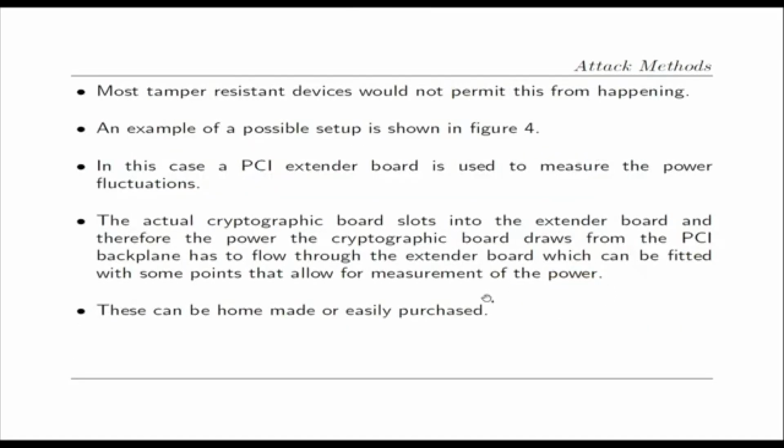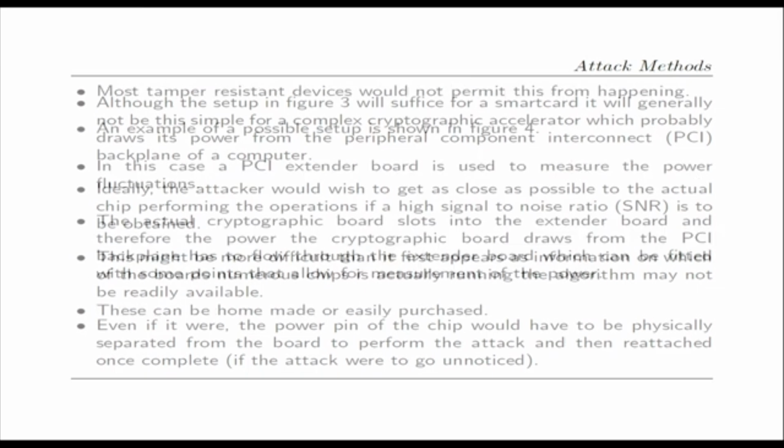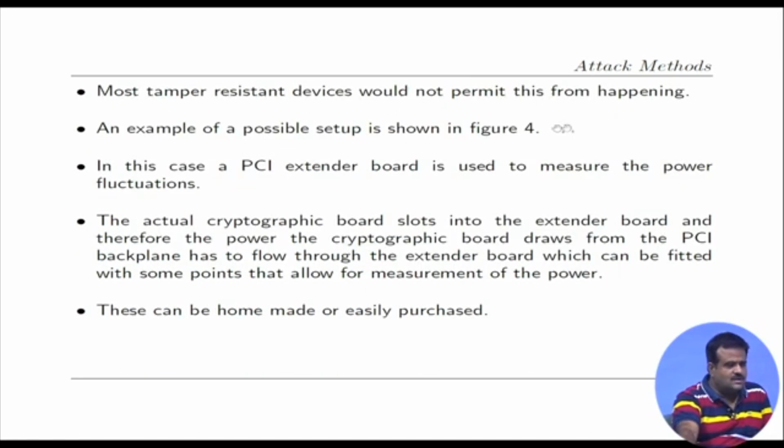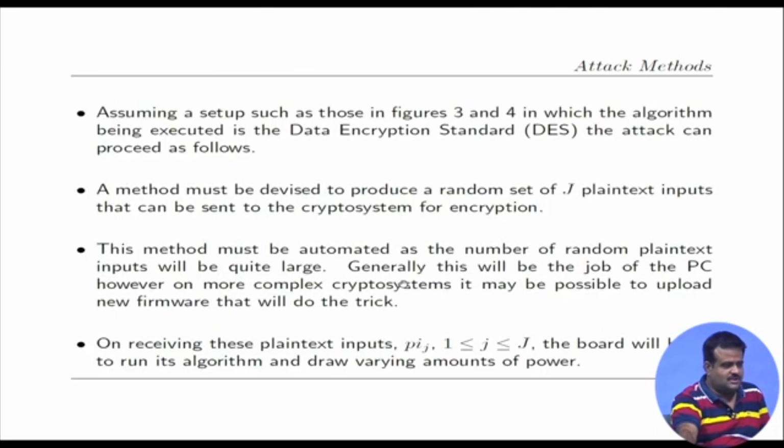PC to analyze. So, this is the figure we have seen. In this case, the PCI extension board is used to measure the power fluctuation. The actual cryptographic board slots into the extender board, and therefore, the power the cryptographic board draws from the PCI back pin has to flow through the extender board, which can be fitted with some point, and that allows the measurement of the power. So, this system can be homemade or one can purchase this system.